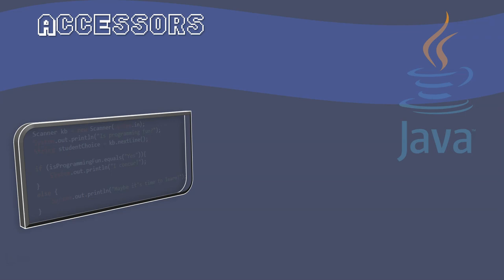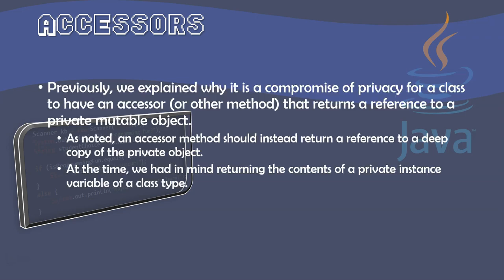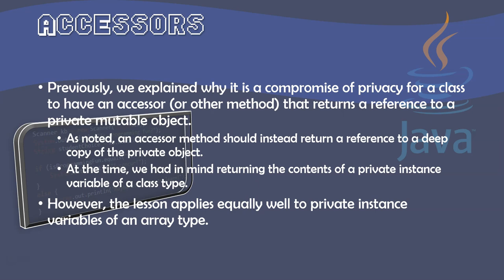Let's first start by revisiting this concept of accessors. Previously, we explained why it is a compromise of privacy for a class to have an accessor or any other method that returns a reference to a private mutable object. As noted then, an accessor method should instead return a reference to a deep copy of a private object. At the time, we had in mind a private instance variable of a class type. However, this same principle applies equally well to private instance variables of array types.